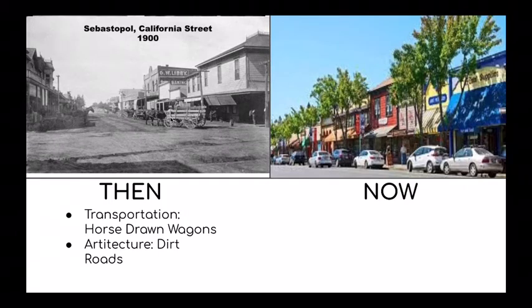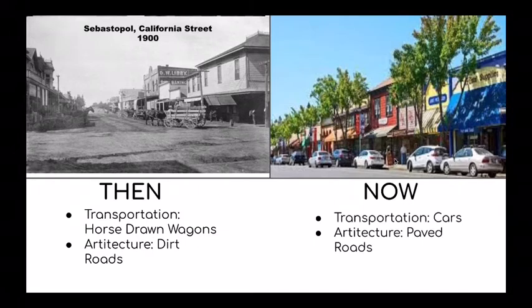Even the transportation, do you see any cars in the road? No, there's no cars in the road, right? There's horse and buggies. So people would go places on their horse or in their horse and buggy or a wagon. So now you see cars on the road, right? And you see paved roads instead of dirt roads. So there's a lot of differences that have changed between Sebastopol now and then, 100 years ago.